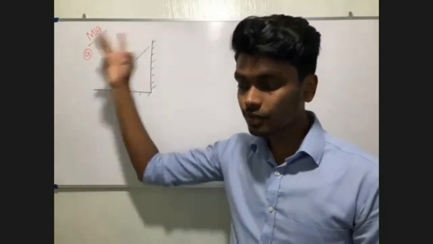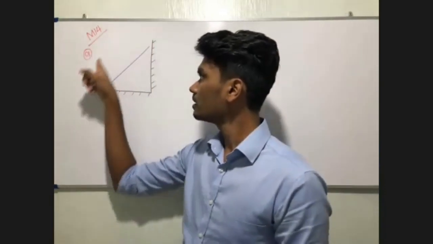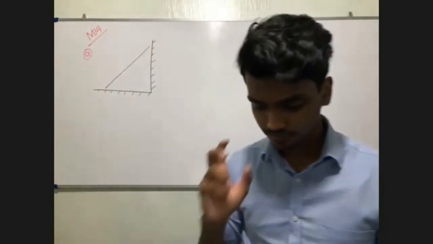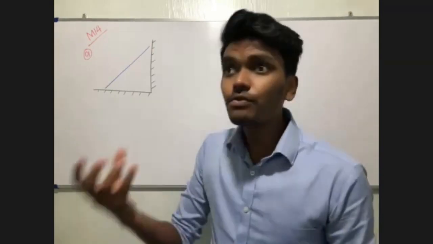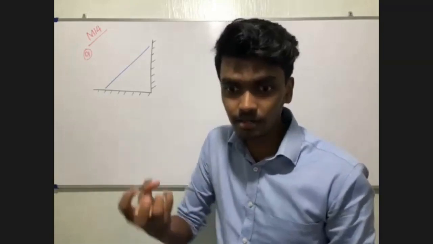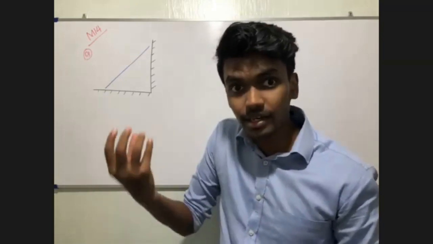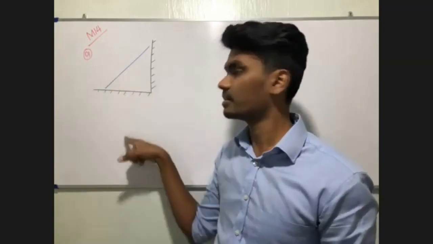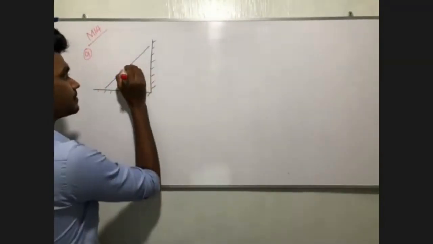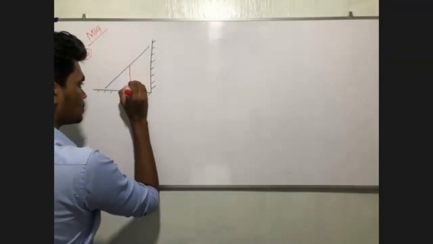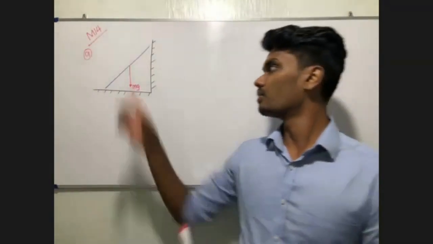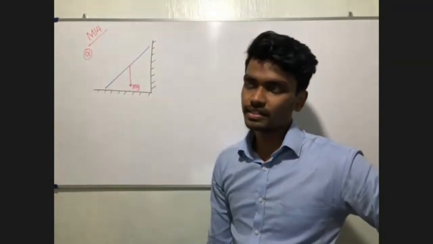We need to draw the free body diagram. We need to mark all the forces acting on this rod. First and foremost, its weight. The bar has a mass, and its weight is going to act at the center. Right, weight is marked. What else?